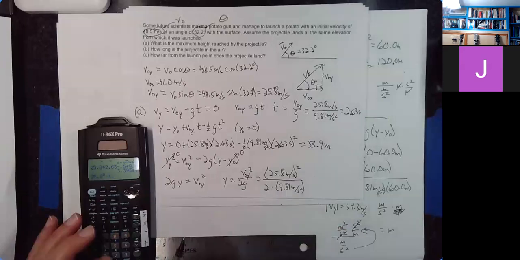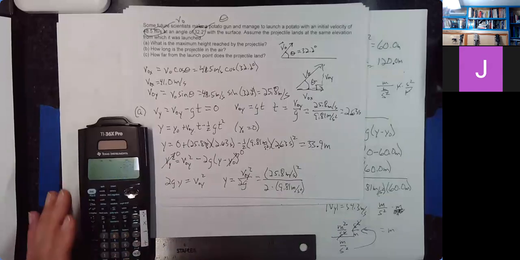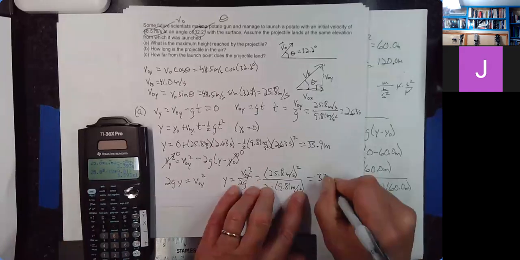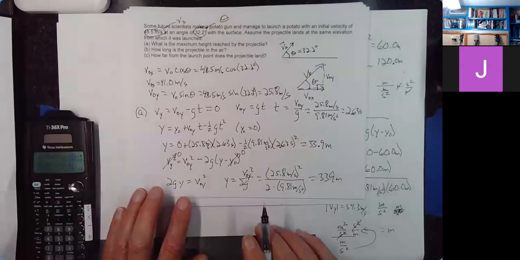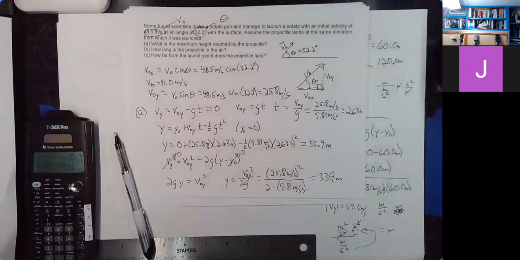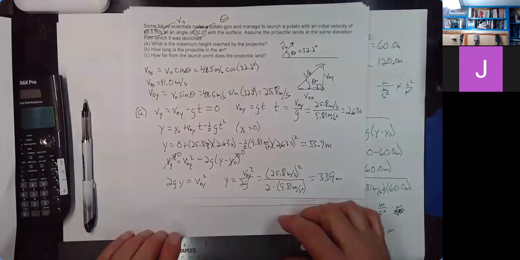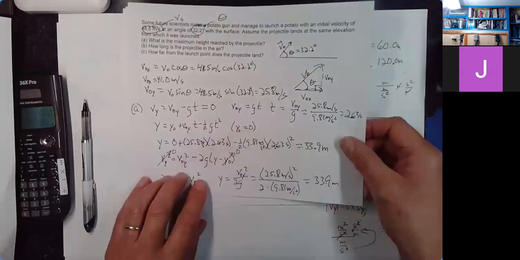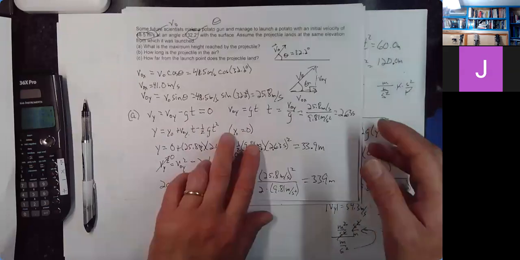So 2 times 9.81, finish off the parentheses, and I get 33.9 again. So a second way to get y, just in case. And if you look for second ways to do things, it's good practice, gives you lots of practice with these equations. Okay, then it asks, how long is the projectile in the air?